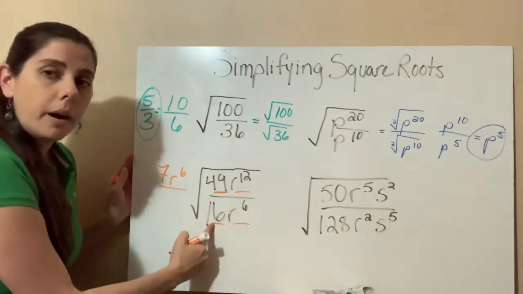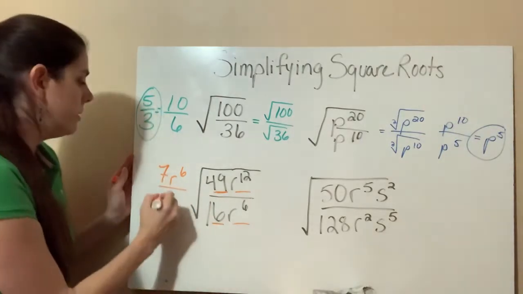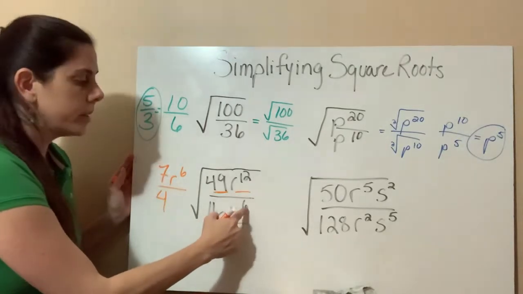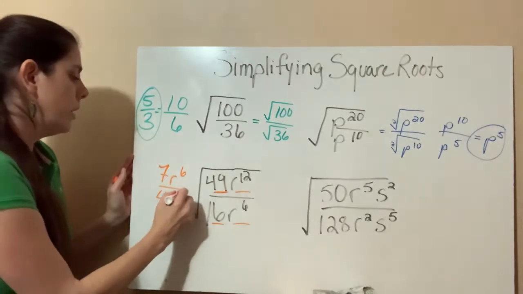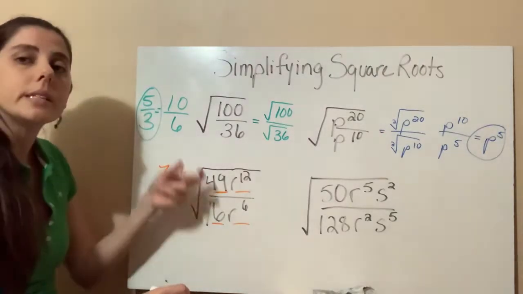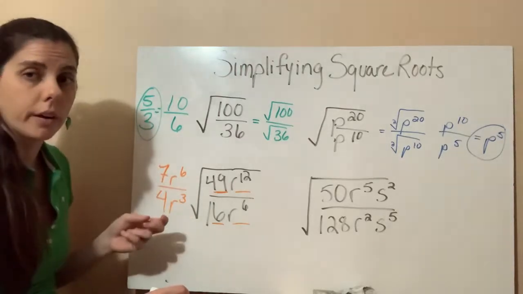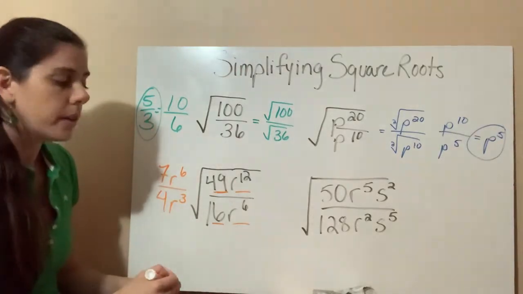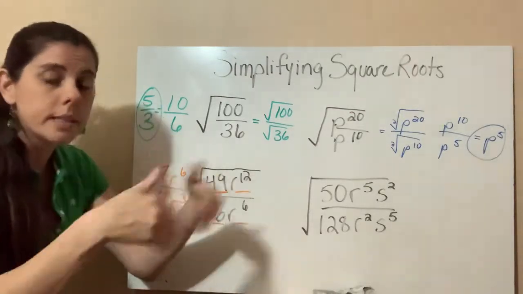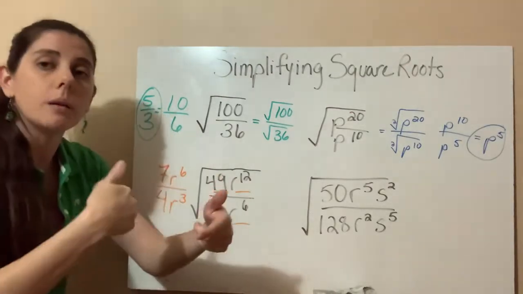And then looking at our bottom, the square root of 16 is 4, and the square root of r to the 6th, or 6 divided by 2, is r to the 3rd power. Can we simplify this any further? Yes, we can. That's something that you have to remember. Simplification isn't going away. This is a concept that we've learned, and we need to watch out for it.